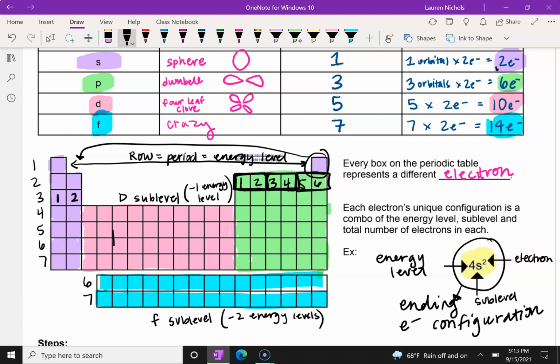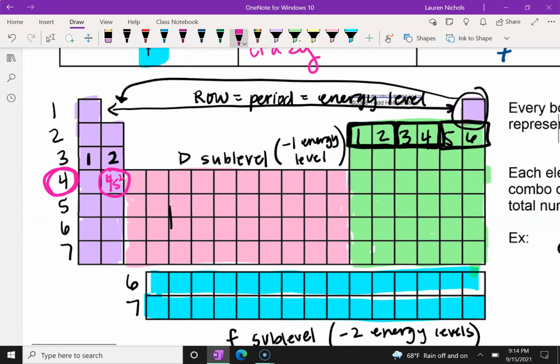So if we look at 4s2, that means I'm looking at row number 4, which is right here. I'm looking at the S sublevel, which is purple, and then 4s2 would be located right there in that box. So whatever element that is, it would have an ending electron configuration of 4s2. If I wanted to look at all of these, we could fill them in. It literally just goes in a pattern.